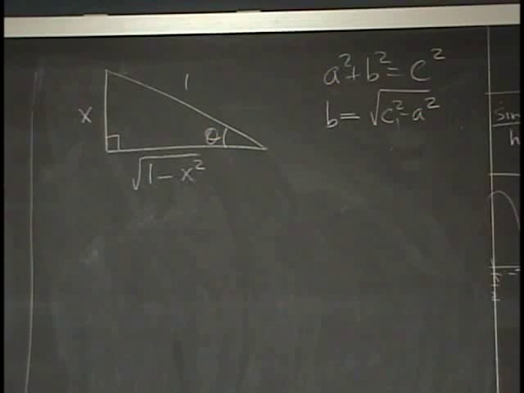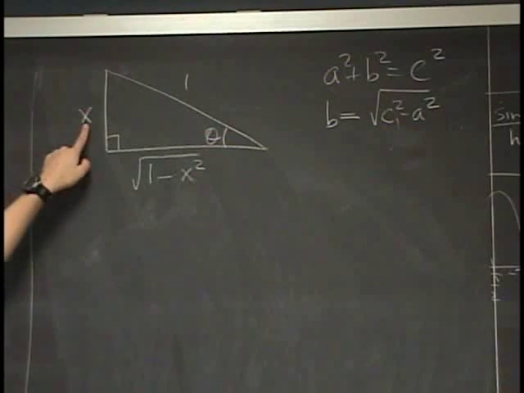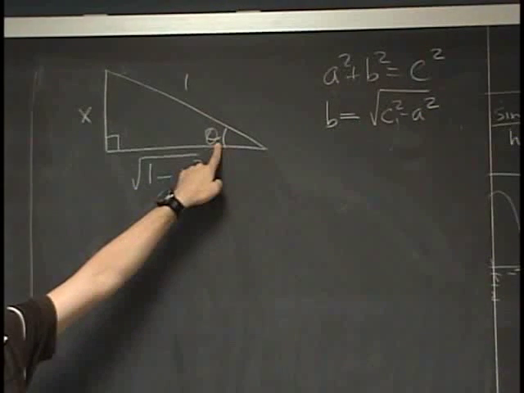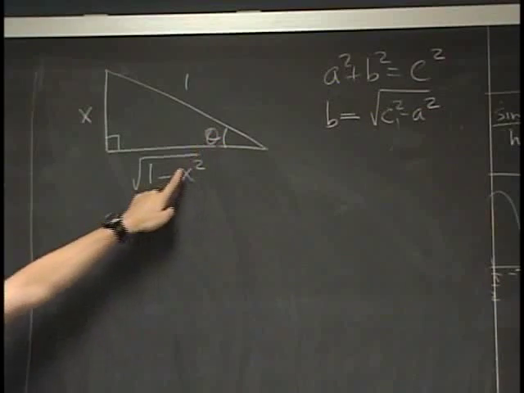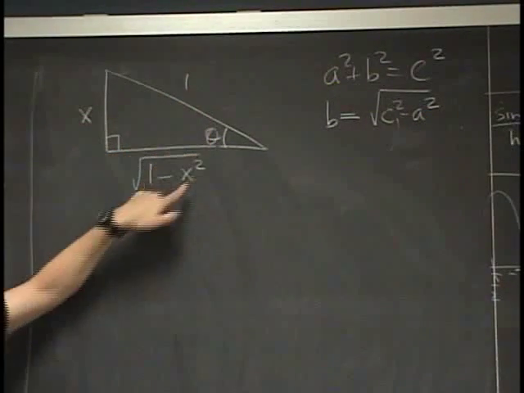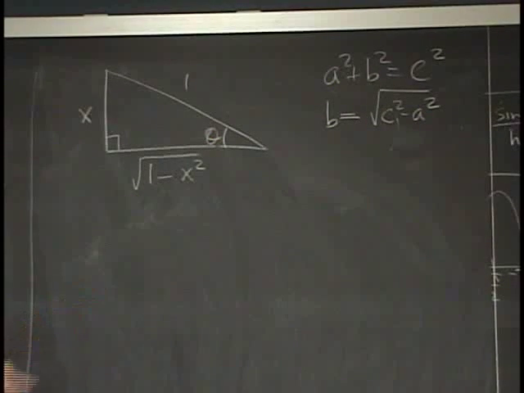Okay, fine. The arcsine of x is this angle theta. What's the cosine of theta? The adjacent over the hypotenuse, square root of 1 minus x squared. Which means cosine of arcsine of x is square root of 1 minus x squared. Yeah, that's kind of neat.